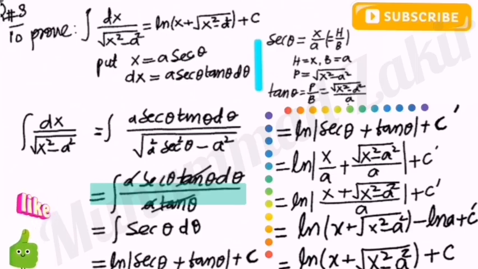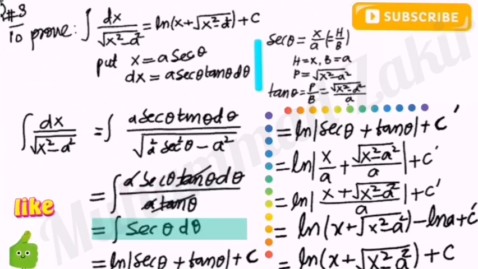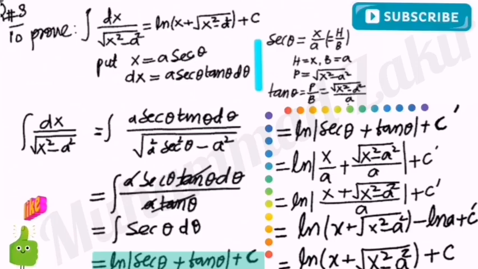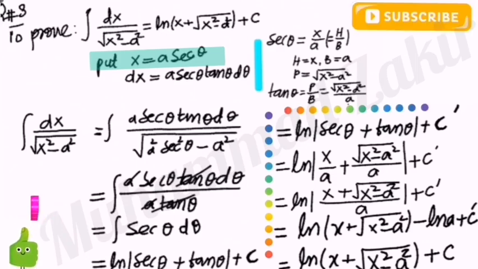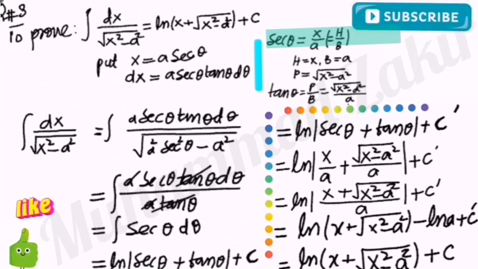A square tan square removes the root and square. Root and square are cancelled, so we have a tan theta in the denominator. A tan theta from the numerator cancels out the denominator a tan theta, and we have to integrate simply secant theta. The integration of secant is natural log of secant plus tan plus c prime, we write.